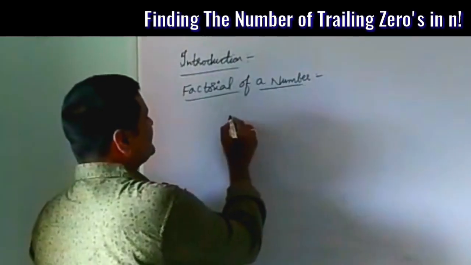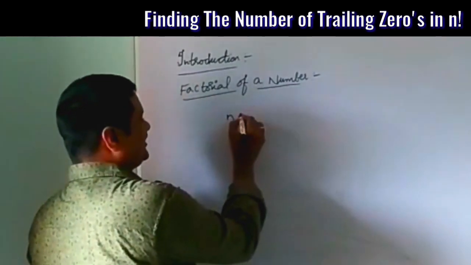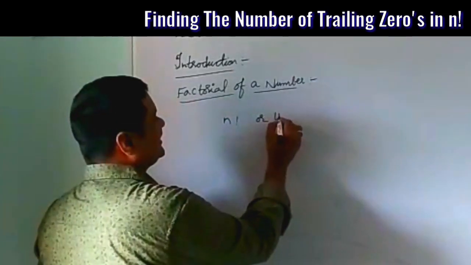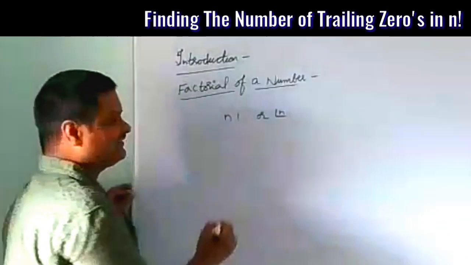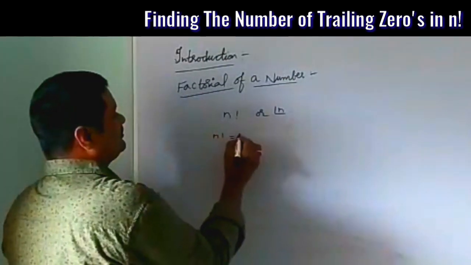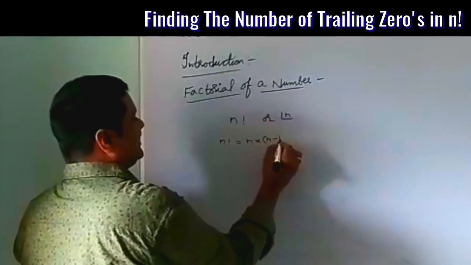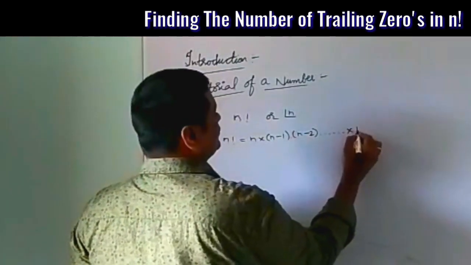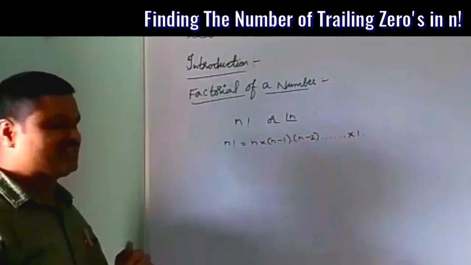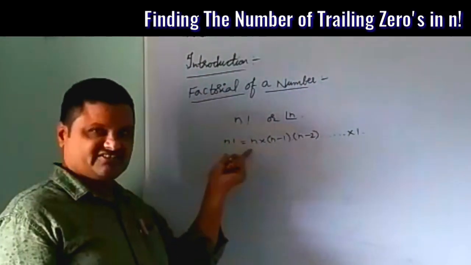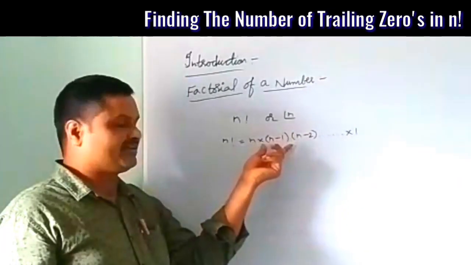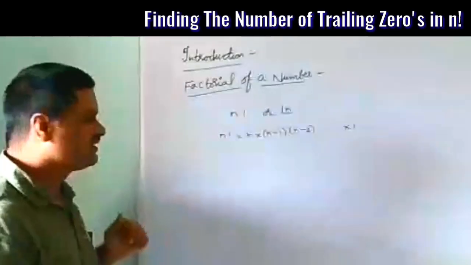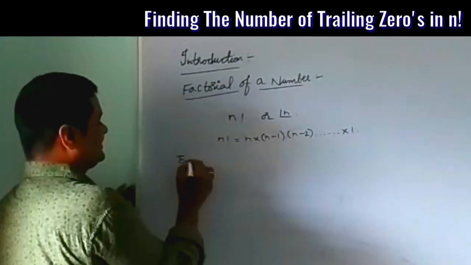If n is any natural number, then the factorial of n is denoted by n factorial or factorial n. It is defined as n factorial equal to n into n minus 1 into n minus 2 and so on, into 1. Once again, n factorial is defined as n into n minus 1 into n minus 2, and so on, down to 1. Consider an example.